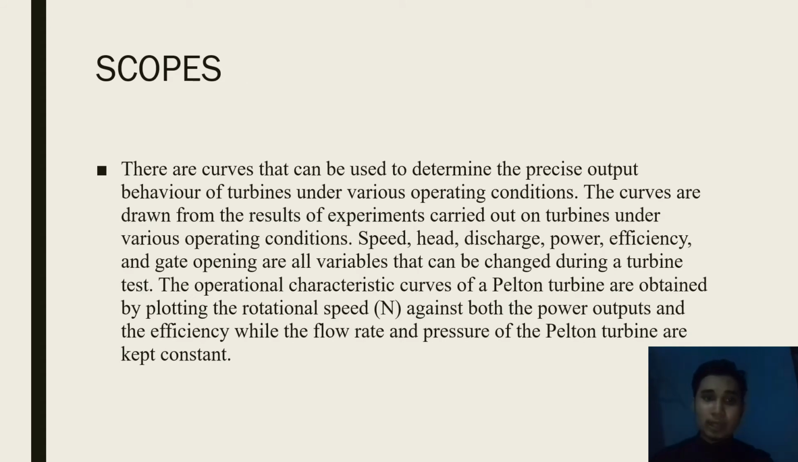Lastly, for the scope, there are curves that can be used to determine the precise output behavior of turbines under various operating conditions. The curves are drawn from the results of experiments carried out on a turbine under various operating conditions. Speed, head, discharge, power, efficiency, and gate opening are all variables that can be changed during a turbine test. The operational characteristic curve of the Pelton turbine is obtained by plotting the rotational speed against both the power output and the efficiency, while the flow rate and pressure of the Pelton turbine are kept constant.